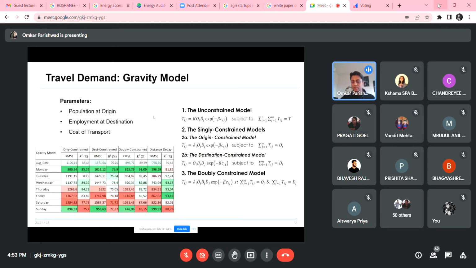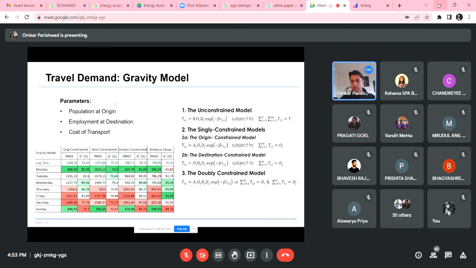And like I said, we will be checking out the gravity model, which is one of the spatial interaction models. And here, what it says in these equations is that the number of trips are directly proportional to the population at the origin and directly proportional to the employment at destination, and inversely proportional to distance.